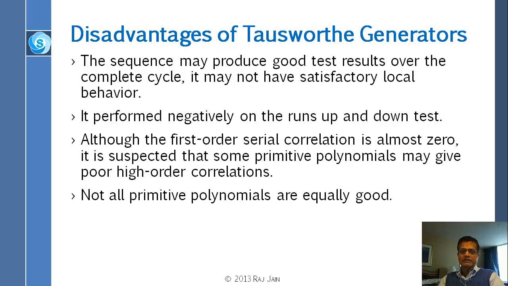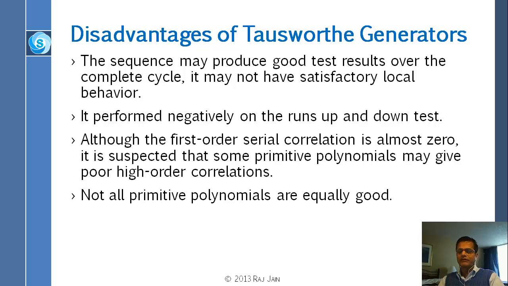Although the first order serial correlation is almost 0, it is suspected that some primitive polynomials may give poor high order correlations. All right. What that means is that the successive numbers may not be correlated, but it is quite possible that n is correlated with n minus 2. Okay, n may not be correlated with n minus 1, but may be correlated with n minus 2 or n minus 3.